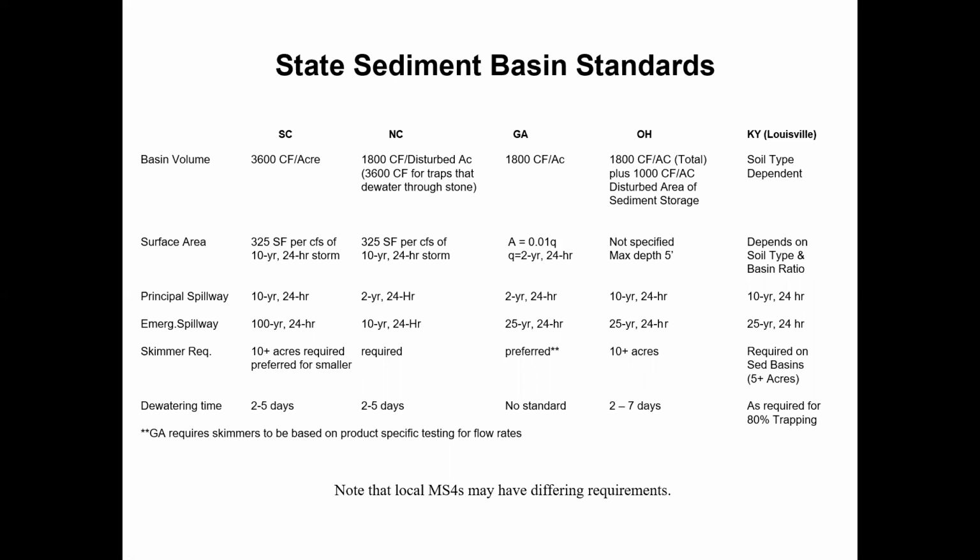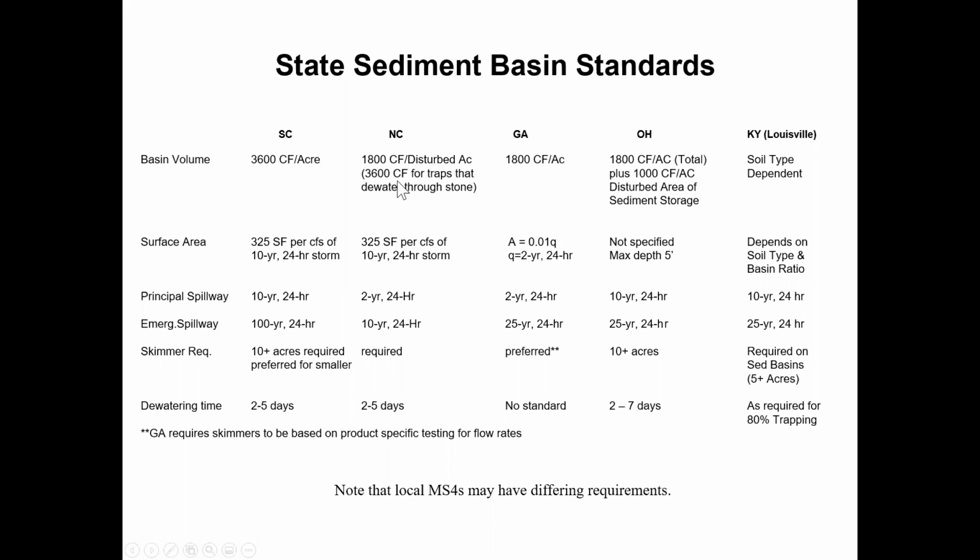And I think we're actually covering states here that a good many of you are from, but it is interesting to see how they differ. So for example, basin volume in South Carolina, that's 3,600 cubic feet per acre. In some areas, they define that as disturbed acreage, and others they say total acreage. North Carolina does define it as 1,800 cubic feet per disturbed acre for your basin volume.